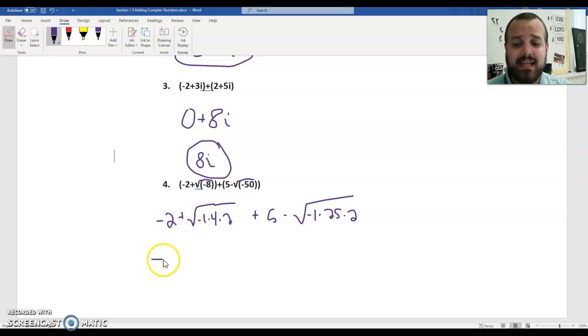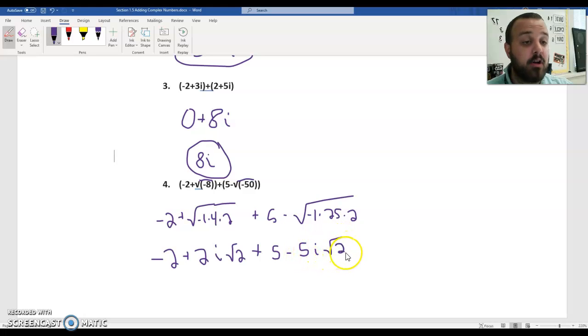Over here, I'm going to get negative 2, and then we're going to get plus 2i root 2. Over here, I'm going to simplify this as well. We're going to get 5, and then minus 5i root 2. And now we're going to combine the like terms. So negative 2 and 5, that's going to equal 3. Here's where it gets a little tricky. I have 2i root 2 and negative 5i root 2. What that's going to add up to is minus 3i root 2.